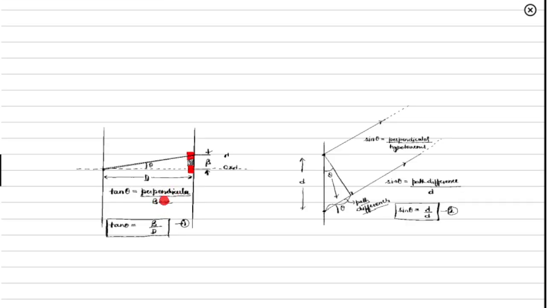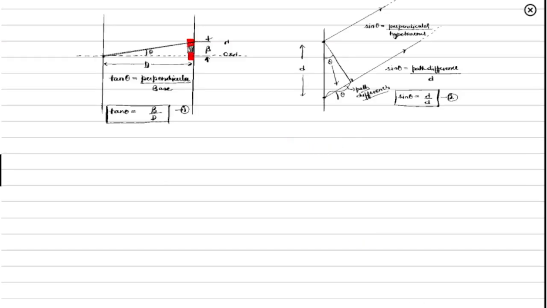So let me revise what we have done. First, we drew the slits, saw this triangle and calculated tangent theta, and we got to know tangent theta is beta by d. Then we saw the close-up of this slit and focused on this right angle triangle, and then we said this angle is theta, then this angle will be theta, and then we calculated sine theta this time. And now sine theta is coming as lambda divided by d because this path difference should be equal to lambda.